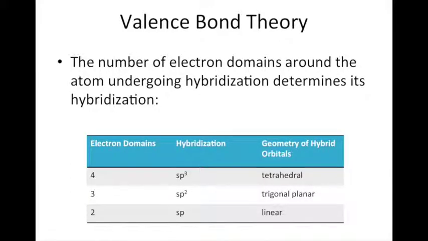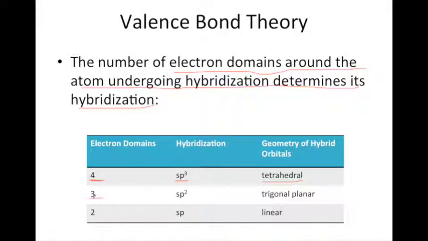The number of electron domains for our central atom determines the type of hybridization that it will undergo. Now this is very critical. The number of electron domains around an atom undergoing hybridization determines its hybridization. So if you have 4 electron domains around your atom, it's going to undergo sp3 hybridization, and the hybridized orbitals will be tetrahedral in their geometry.